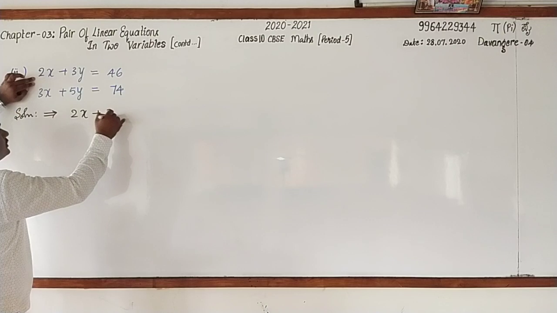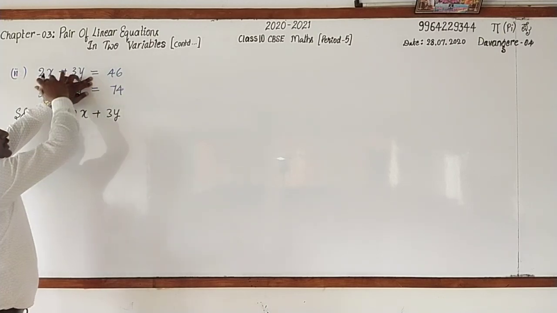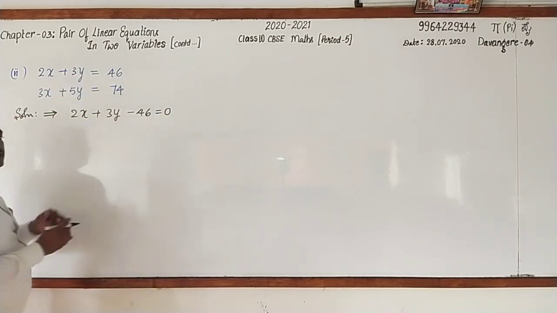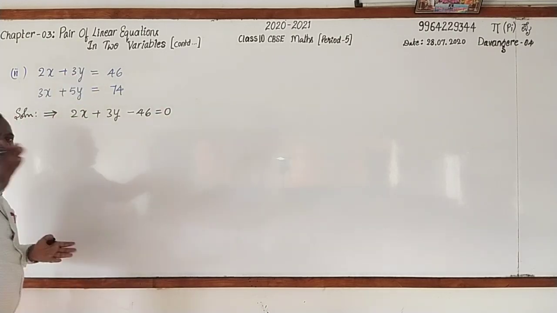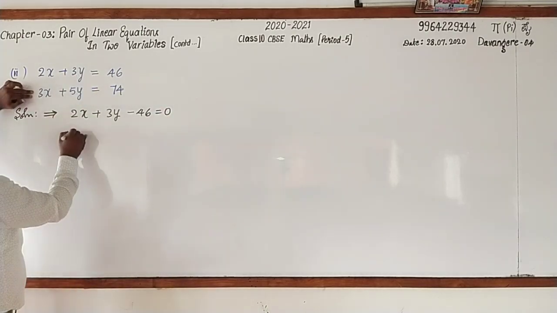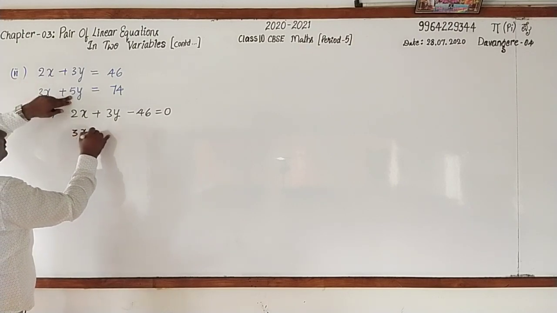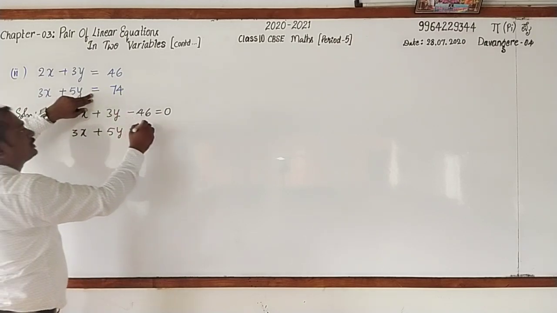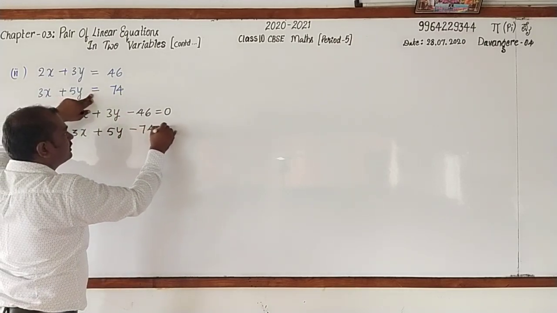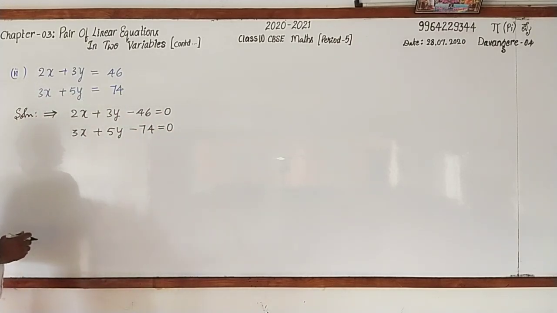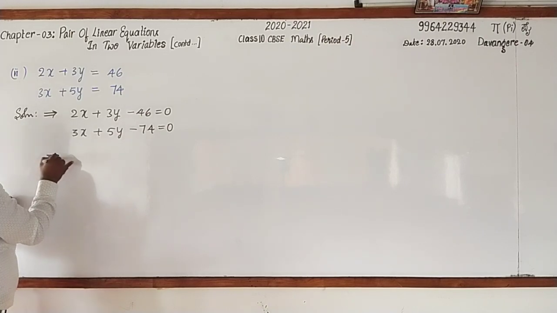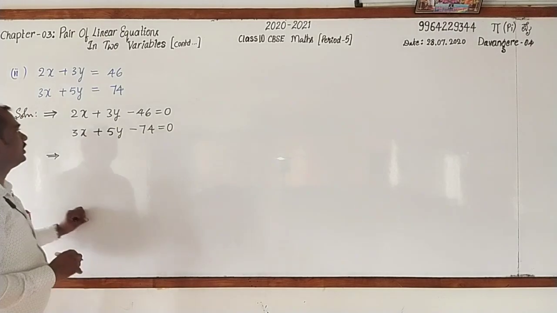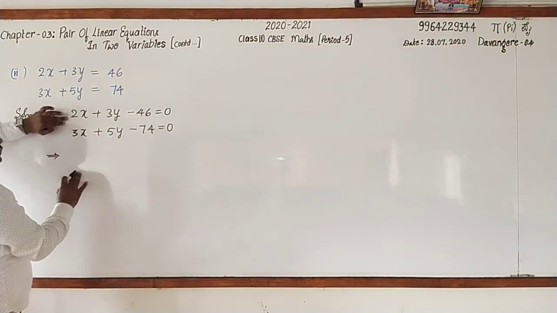2x plus 3y, transfer 46 to the left hand side: minus 46 equal to 0. Written up. Write the second equation with me. This is 3x plus 5y, transfer 74 to the left hand side, becomes minus 74, which is equal to 0. What is the next step? We should write the coefficients, is it not? Yes. Tell the coefficients.